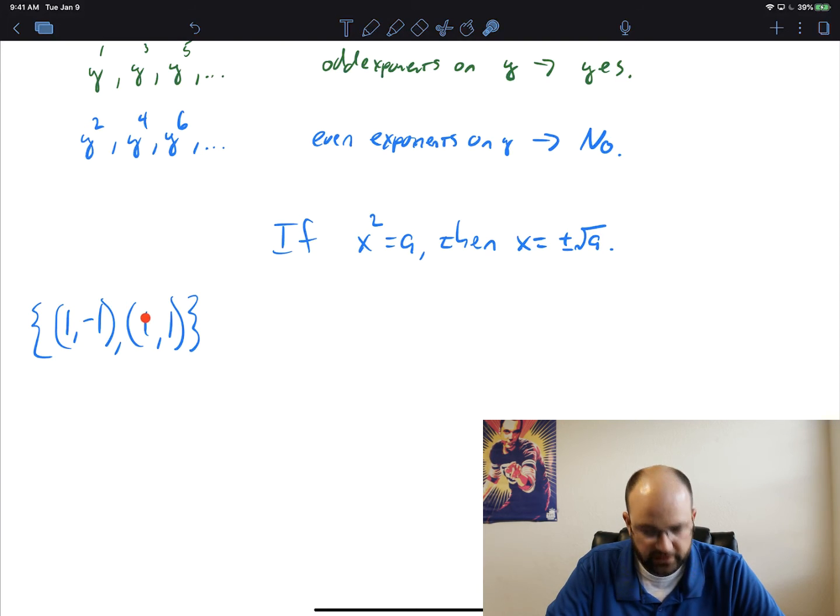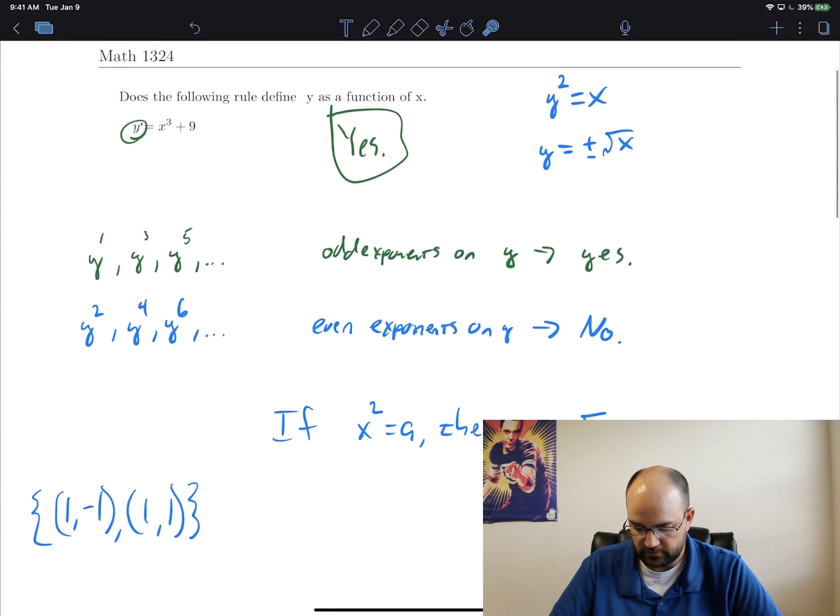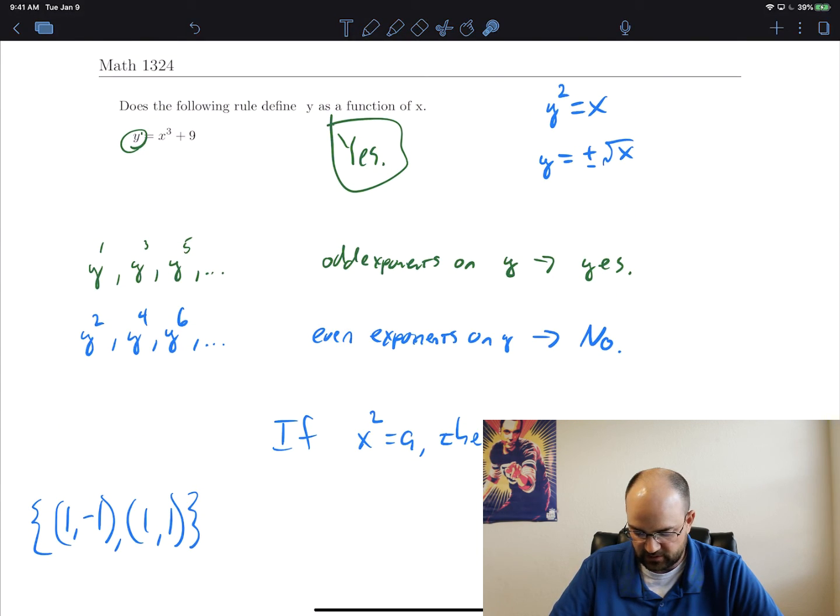So the x value of 1 would in fact repeat itself, because the negative 1 and 1 for the y value would have to be there. So there you go. That's the reason why even exponents tell you no, while odd exponents will tell you yes. And this, of course, is just a polynomial, so we're good with that.